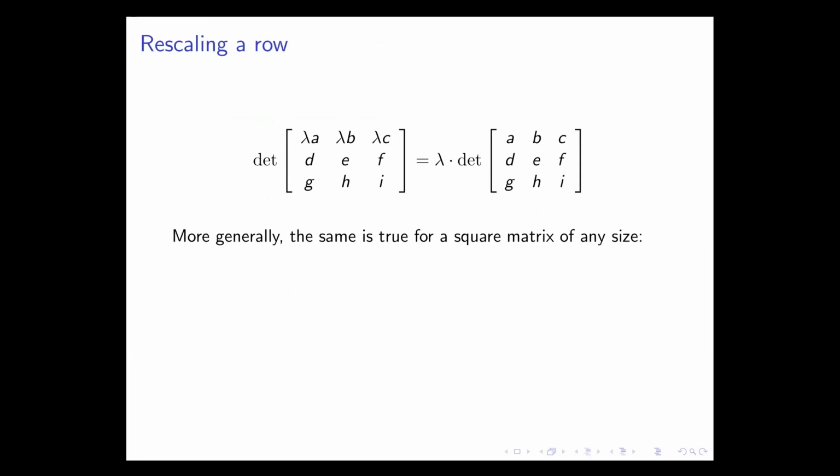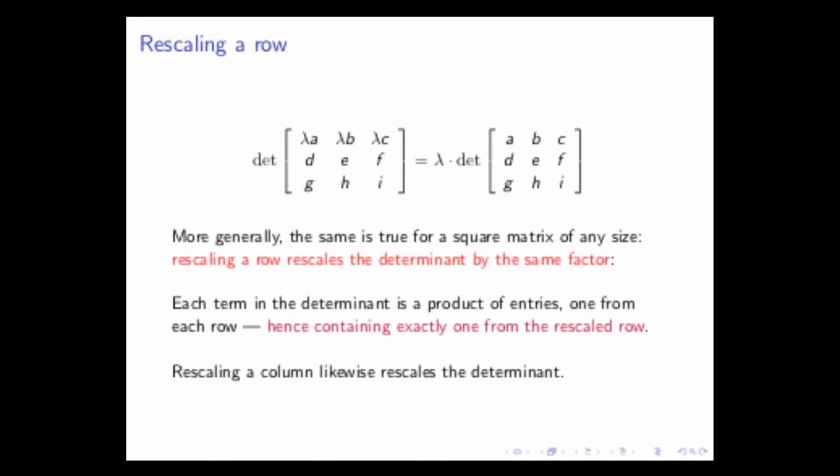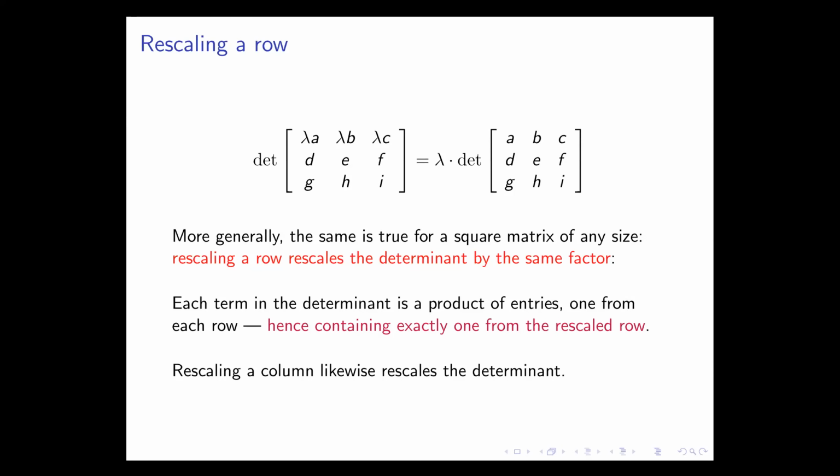And more generally, the same is true for a square matrix of any size, right? So if you multiply a row by a number, then it scales the determinant by the same factor. Each term in the determinant is a product of entries, one from each row, and hence containing exactly one from the rescaled row. Similarly, rescaling the column likewise rescales the determinant.